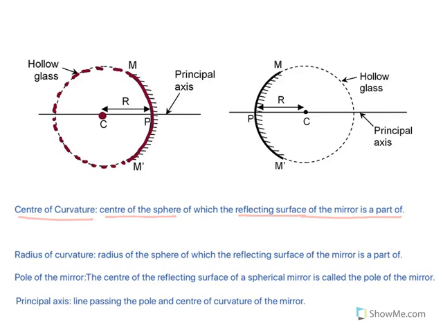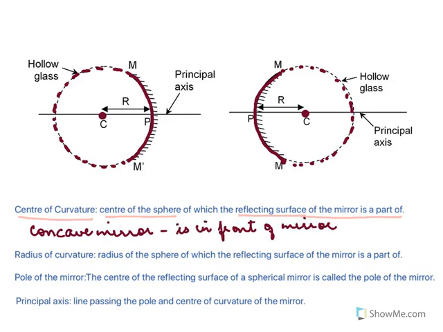The same thing is for the convex mirror. Here we have the convex mirror. Now this convex mirror is a part of a sphere, and this sphere has a center. Every sphere has a center. The center of the sphere is called the center of curvature. So in a concave mirror, you can see that the center of curvature is in front of the mirror. But when it comes to a convex mirror, the center of curvature is behind the mirror.